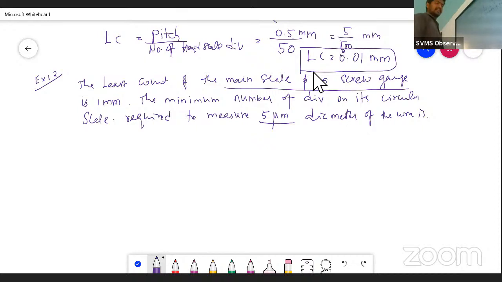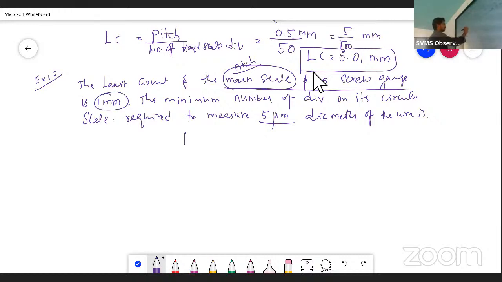What is the question? See the textbook. The question should be different from our textbook. The least count of the main scale is not the least count of the screw gauge. Please understand the question. The least count of the main scale. Who is the main scale? The pitch scale is also called the main scale. It's not the least count of the screw gauge. You know well, the least count of the screw gauge is equal to 0.01 millimeter. In our question, the least count of the main scale, the pitch scale, also called the main scale. So the pitch value is equal to 1 millimeter.